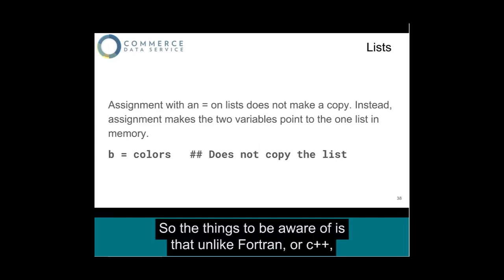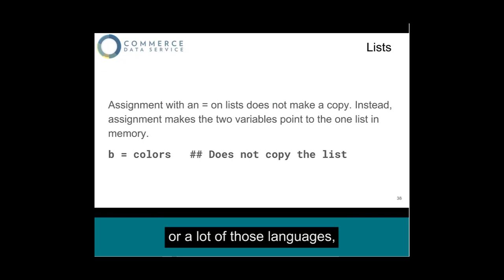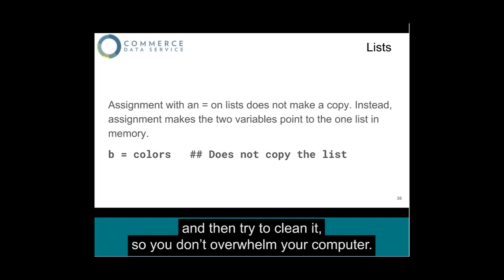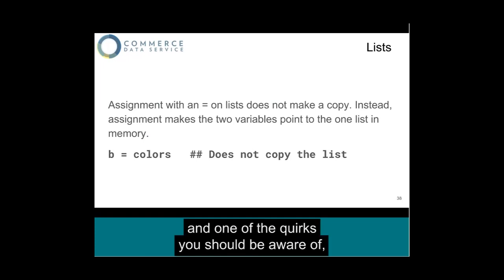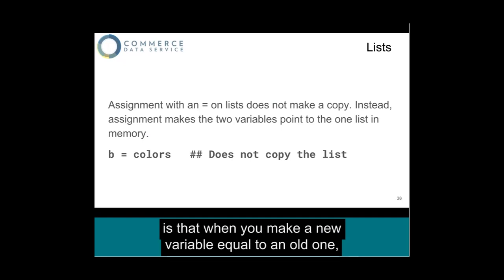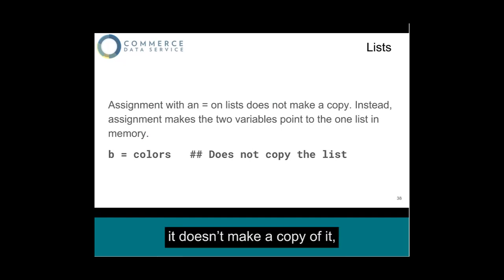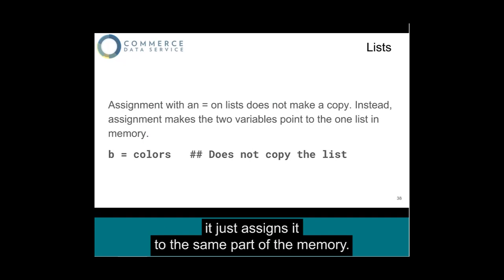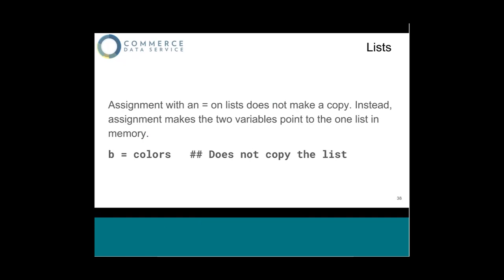The thing to be aware of is that unlike Fortran or C++, or a lot of those languages, Python does a lot of the memory management in the background for you. It tries to save memory for you, and it tries to clean it so you don't overwhelm your computer. And one of the ways it does that, and one of the quirks that you should be aware of, is that when you make a new variable equal to an old one, it doesn't make a copy of it. It just assigns it to the same part of the memory.